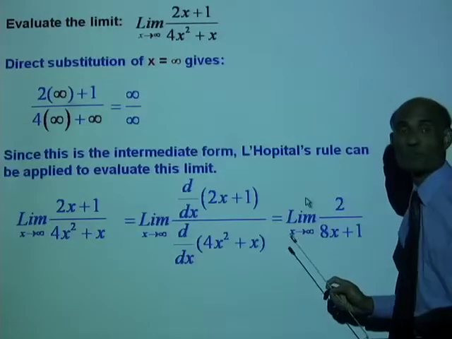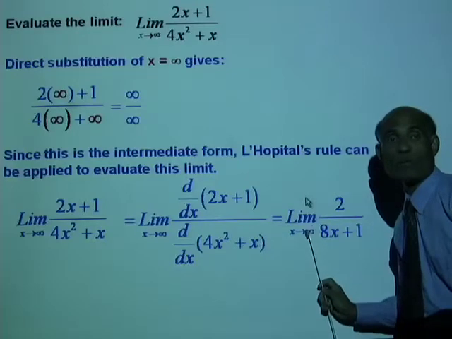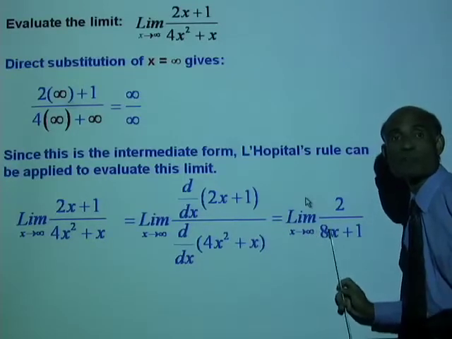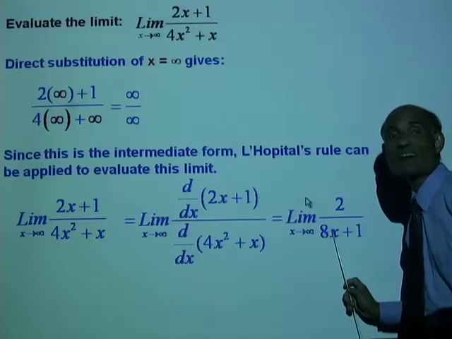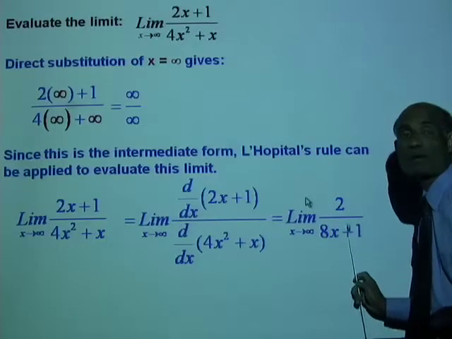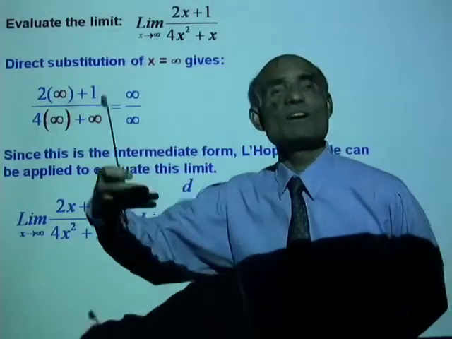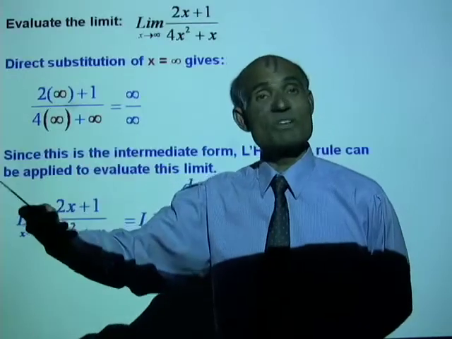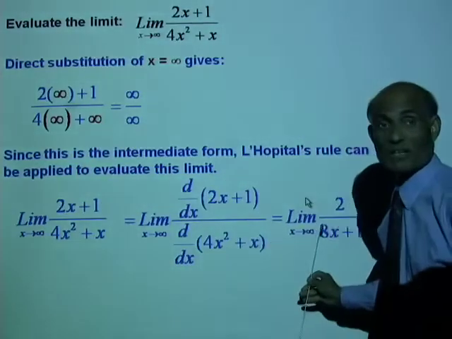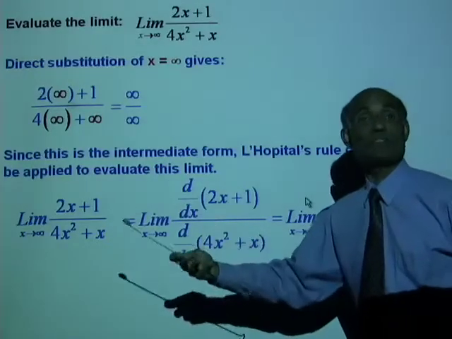There you go. Now tell me, if you understand the concept, what happens if you replace x by infinity? It will be 2 divided by 8 times infinity plus 1. If you multiply infinity by any number, it will still be infinity. If you add any number to infinity, it will still be infinity. That means 8 infinity plus 1 is infinity.